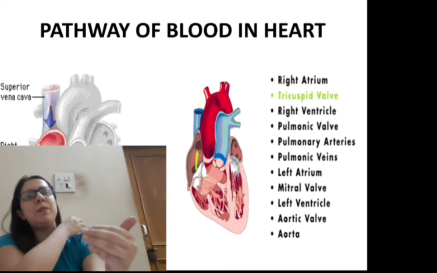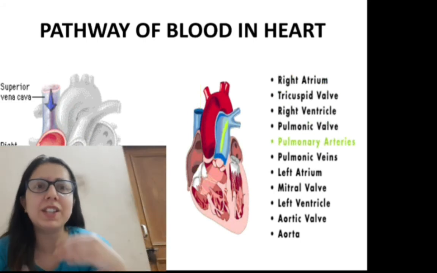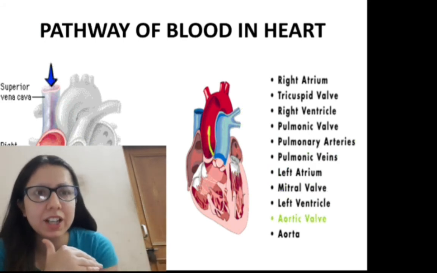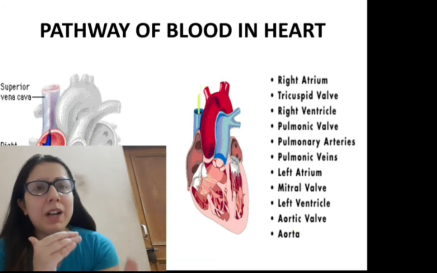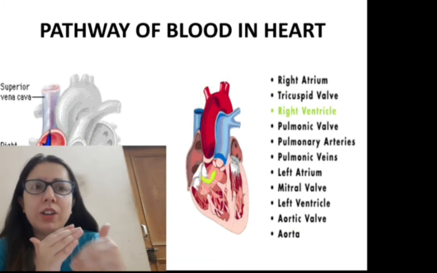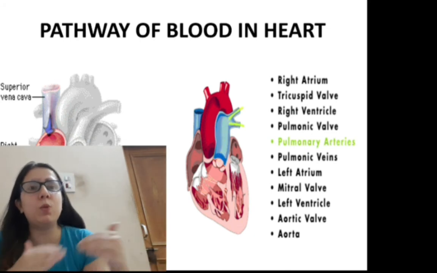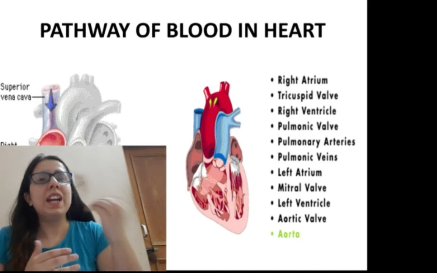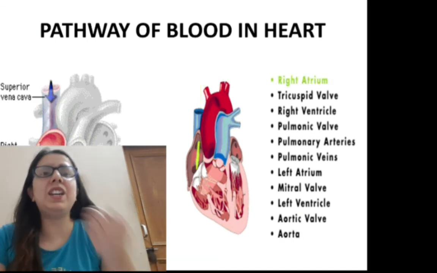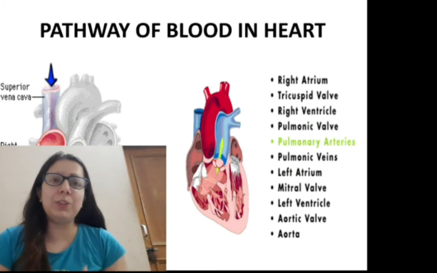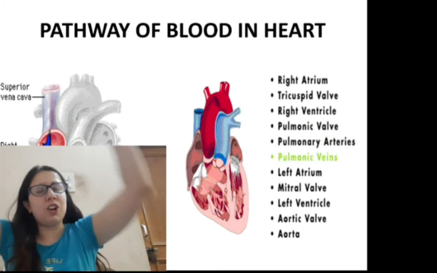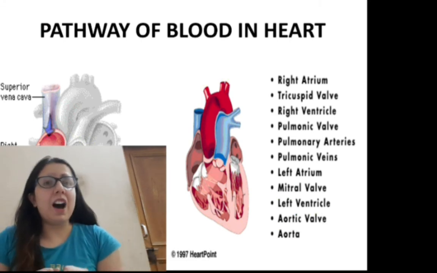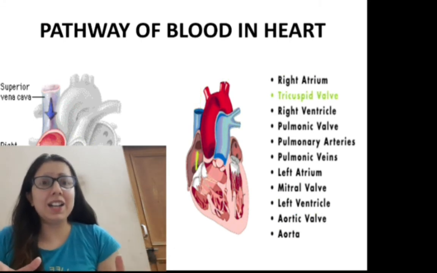So this is the short representation of the pathway. First it goes to the right atrium, and through the tricuspid valve it goes to the right ventricle, and then through the pulmonic valve, then pulmonary arteries and pulmonary veins, and then to the left atrium, then through the mitral valve it moves to the left ventricle, then to the aortic valve, and then to the aorta, and spreads all over our body, right? This is all about this. So we now know the pathway of the blood in our heart.